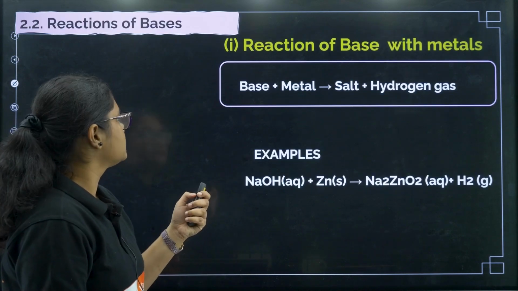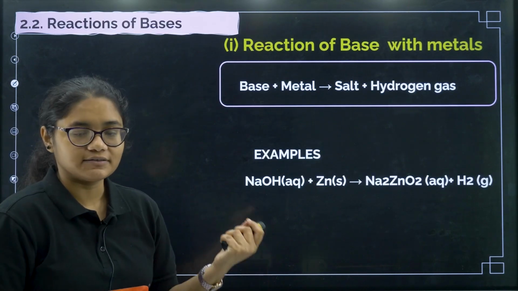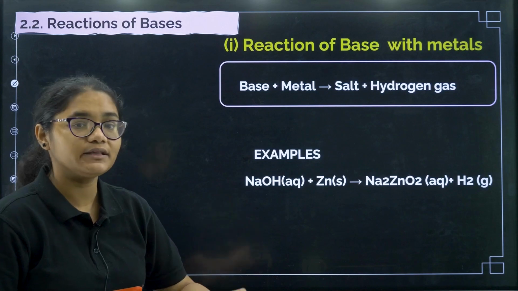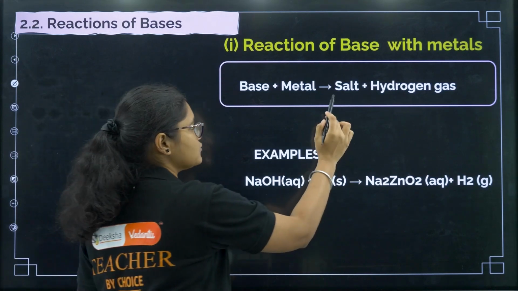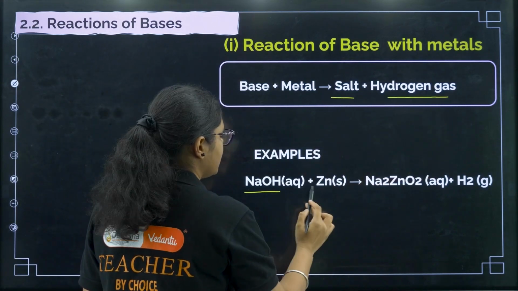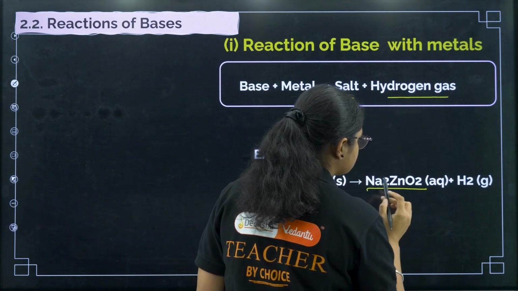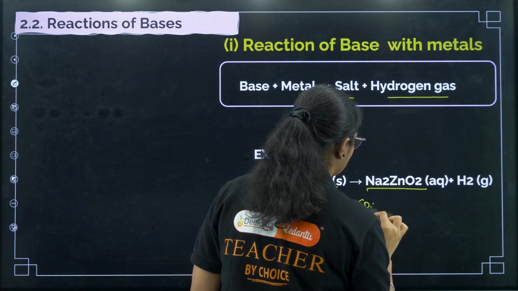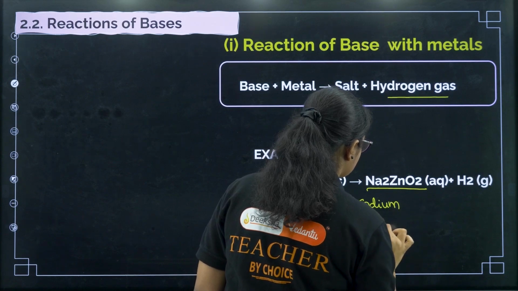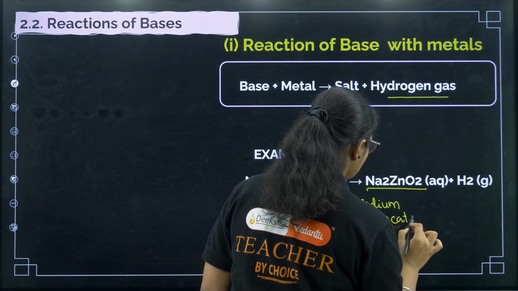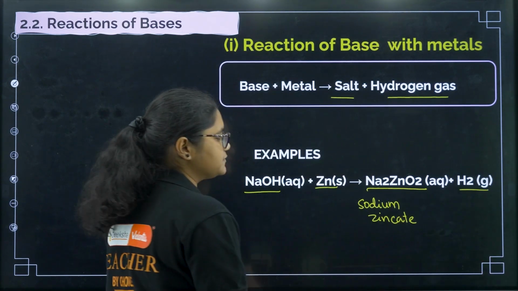Okay. Next, going to reactions of bases. The first one, reaction of bases with metals. Here also we get salt and hydrogen gas. Example, NaOH and zinc. This is base, this is metal. You will get a salt, and this salt is important, Na2ZnO2. It is called sodium zincate. Then you have H2 gas produced here.